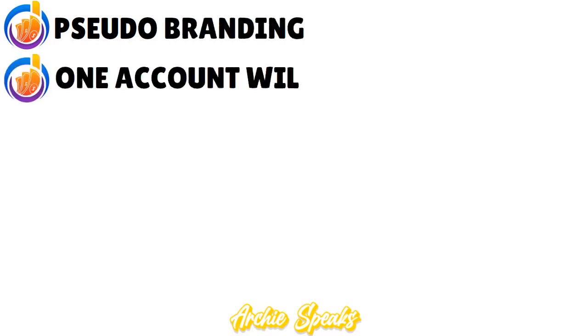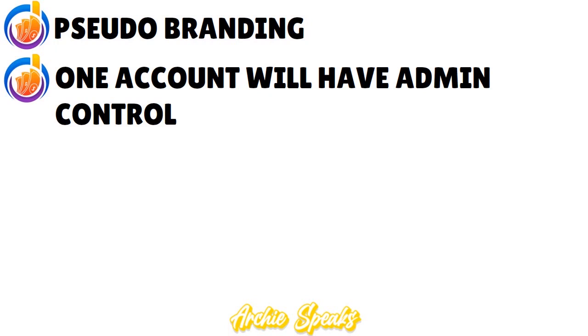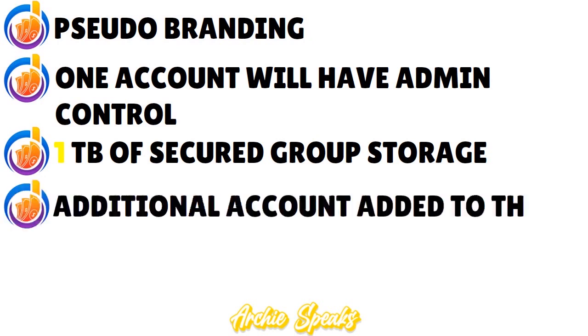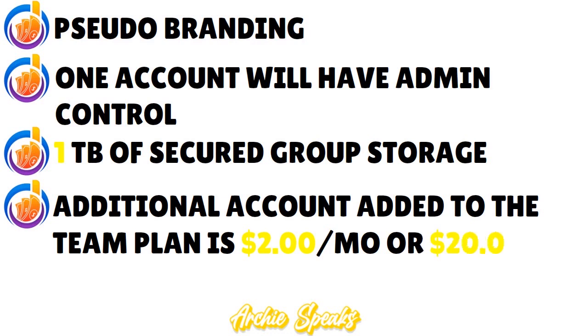And what we love about Axel Go here is that one account will have admin control, and basically this is kind of fun. Now you have 1 terabyte of secured group storage, and basically additional accounts can be added to the team plan at $2 per month or $20 per year. So this is totally fine.